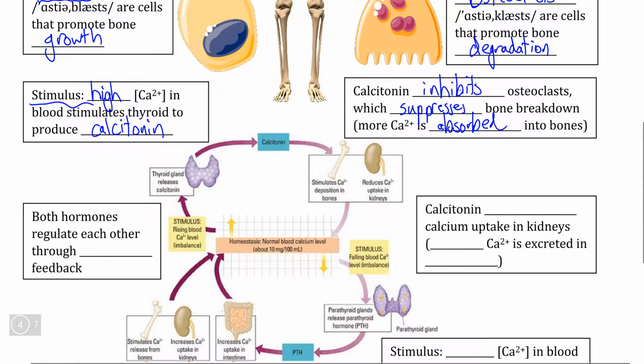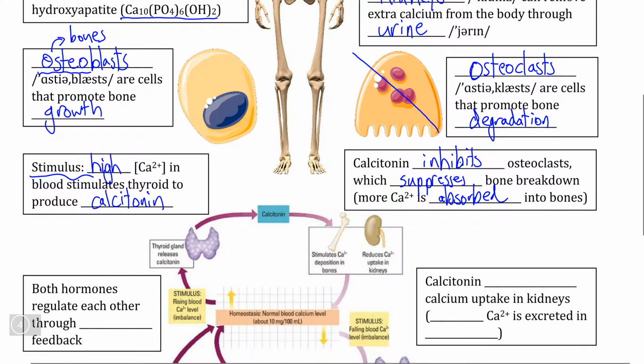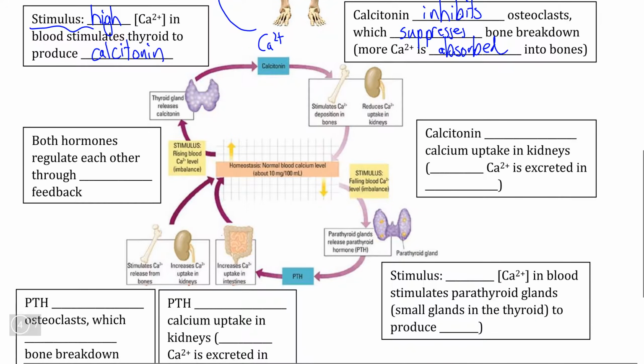Another way of looking at this is if osteoclasts are not functioning, that means that only osteoblasts are functioning, and these cells are going to absorb the extra calcium that exists in the blood into them so that they can be used in order to grow the solid structure of bones.